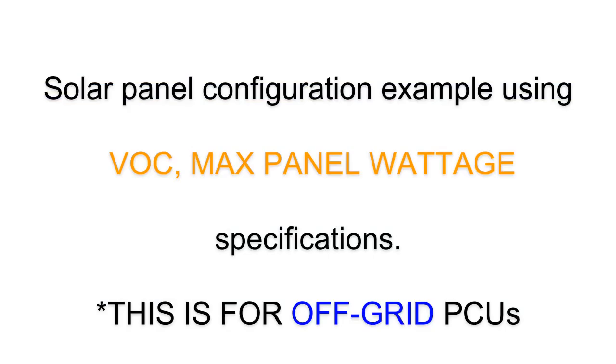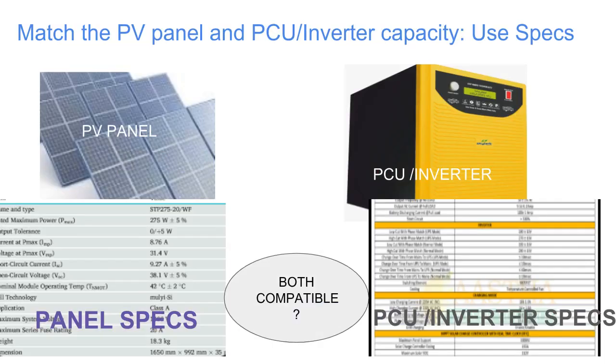So, now let us understand the configuration using the main specification VOC. We will also try to use max panel wattage in the following examples. Please keep in mind that this is only for the off-grid PCUs only. Our aim is to make sure that we adjust the panel configuration to match with the specification of the inverter. The output of the panel connections should match the inverter or PCU input capacity.